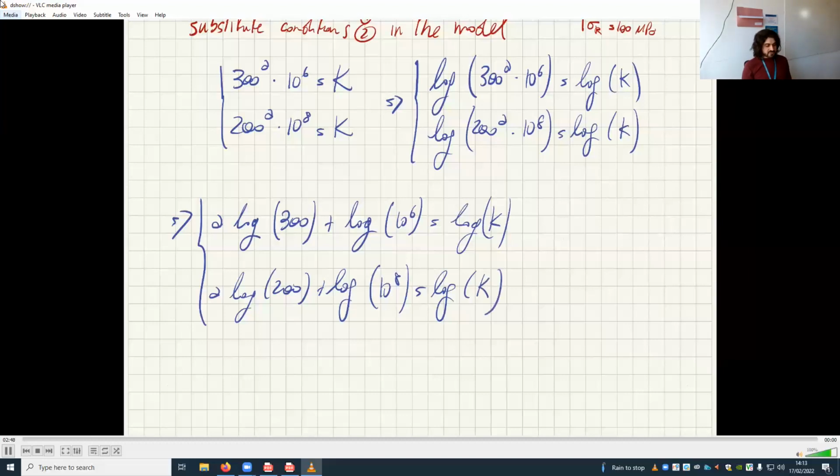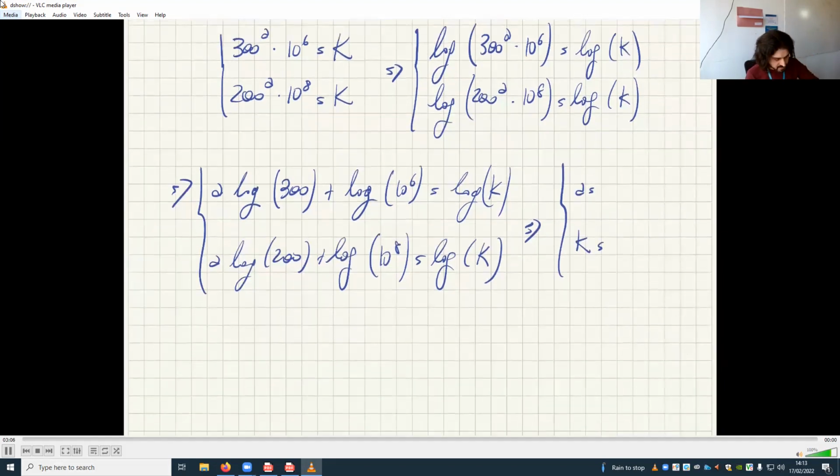And from here, you can just find a and k. You can find a by substituting so on and so forth. So you can find how much is a, how much is k. The other way of doing this is the other way.